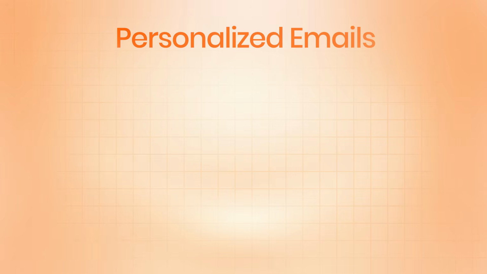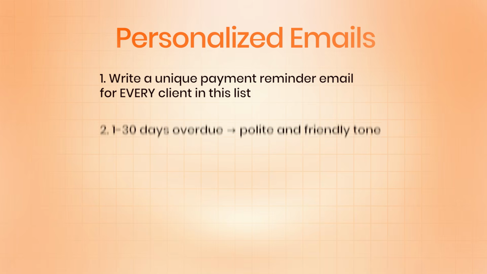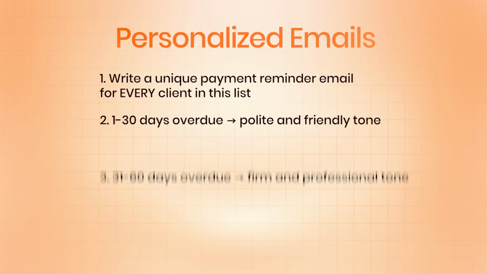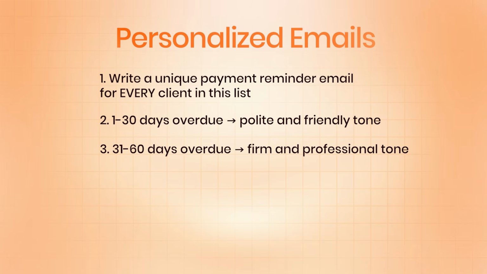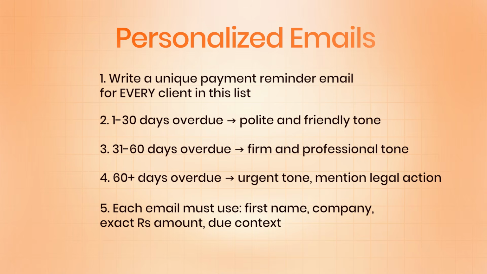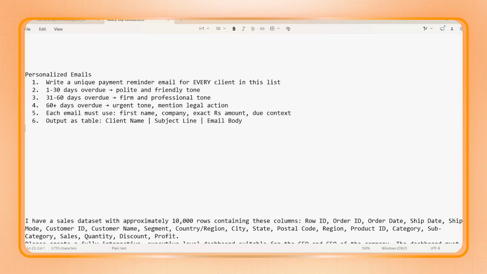The first one, write a unique payment reminder email for every client. If the payment is 1 to 30 days overdue, just write a polite and friendly tone. If 31 to 60 days overdue, then you write a firm and professional tone email. If it is 60 plus days overdue, then you write an urgent tone and mention some legal action. Each email must use first name, company, exact amount and due context. And give me the output as a table with the client name, subject and email body. That's it. These are 6 pointers which I want this Claude to do for me.